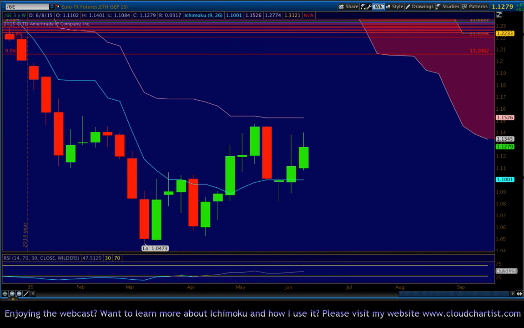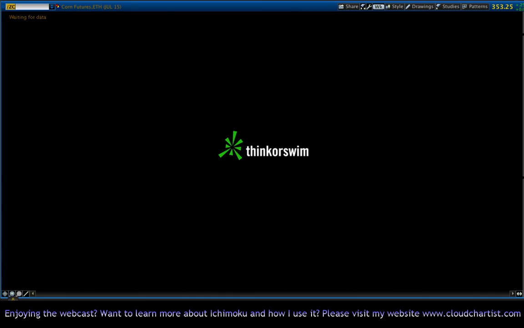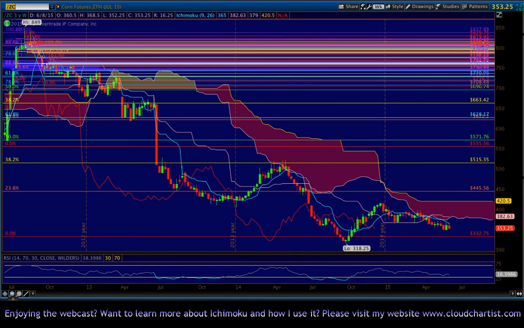Let's look at some grains. Let's look at corn. I'll try to speed things up now that you guys have had lots of Ichimoku education.